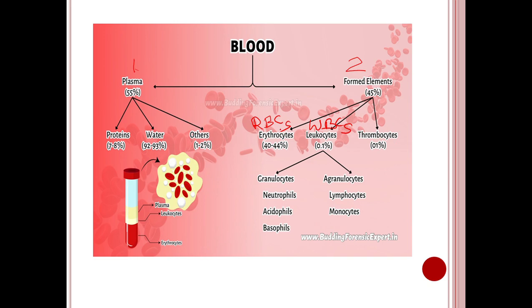Erythrocytes are not further divided into anything, and thrombocytes are also not divided. The leukocytes are divided into two types: one is granulocytes, another is agranulocytes. Granulocytes means they have granulated cytoplasm.